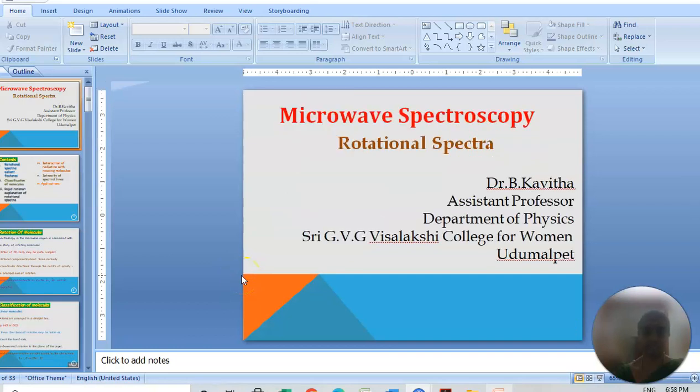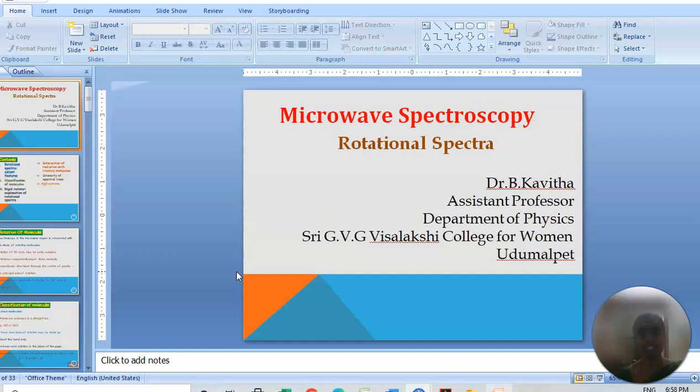Good morning, students. Today we are going to see about microwave spectroscopy, in molecular spectroscopy. Before that, we will see what is meant by spectroscopy and what it deals with. It deals with the spectra of different kinds of molecules. Today we are going to see the specialized one, microwave spectroscopy.